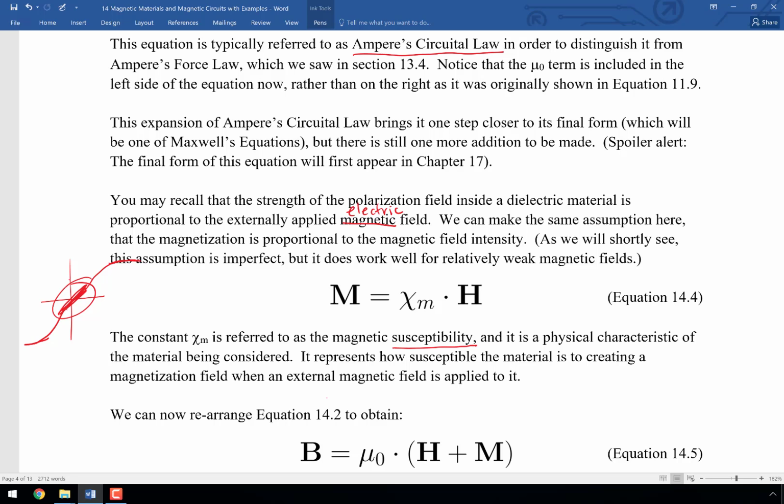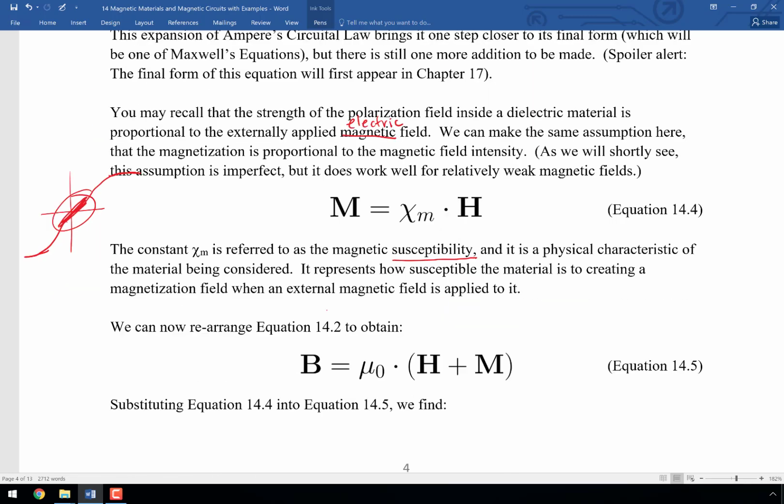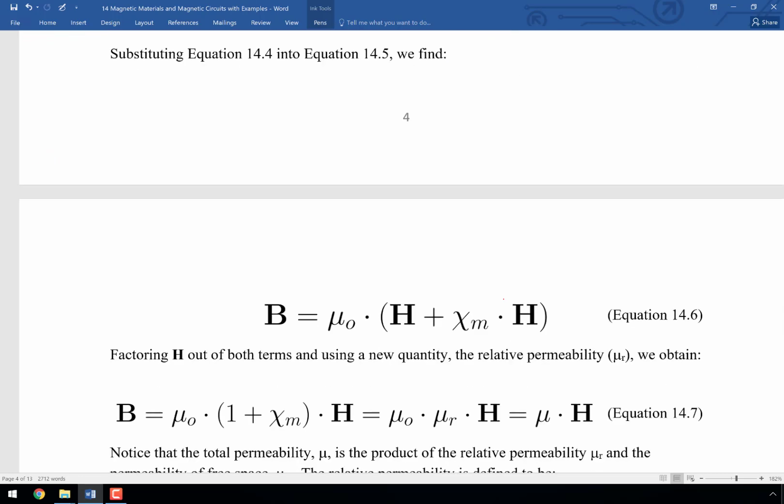Now we can rewrite, if I go back up here to equation 14.2, you can see this is the alternate version that I suggested for equation 14.2. I guess I just should have waited because it appears as equation 14.5. We're now going to take what we know for M, substitute it into equation 14.5, and we end up with equation 14.6.